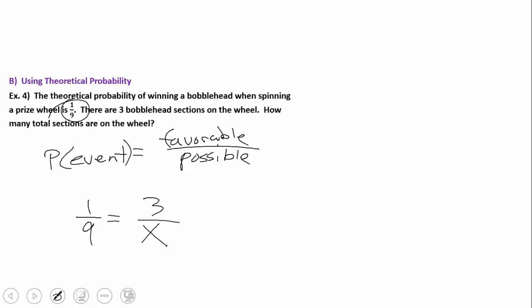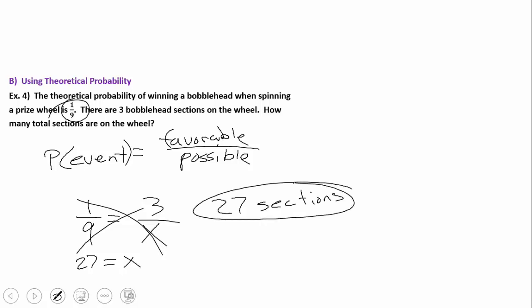Well, that equation certainly looks like something I know how to solve real quickly. That looks like a proportion to me. So I can just go like this and say 27 equals X. That means there are 27 sections on the wheel. Pretty easy. Moving right along.